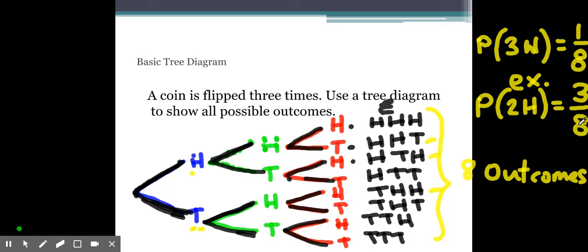Now I must stress that this method of just counting the amount of outcomes at the end only works for when we have equally likely outcomes at each step.